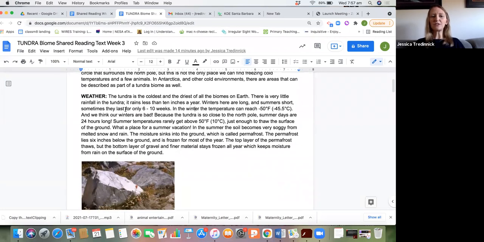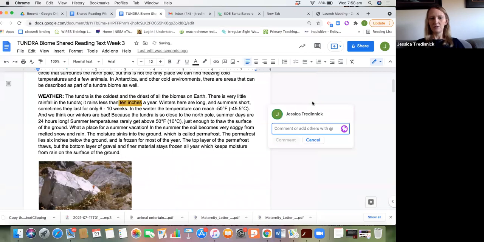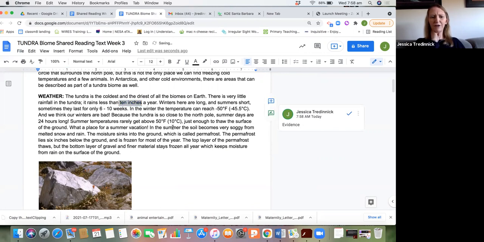Says weather. The tundra is the coldest and driest of all the biomes on Earth. There is very little rainfall in the tundra. It rains less than 10 inches a year. Now, I'm going to make an inference about some of these numbers and measurements that I see. So I can see 10 inches. So this is my evidence. So I'm going to write evidence for the moment, and I'm going to then look to see if I can find any other measurements or things that I'm not quite familiar with.